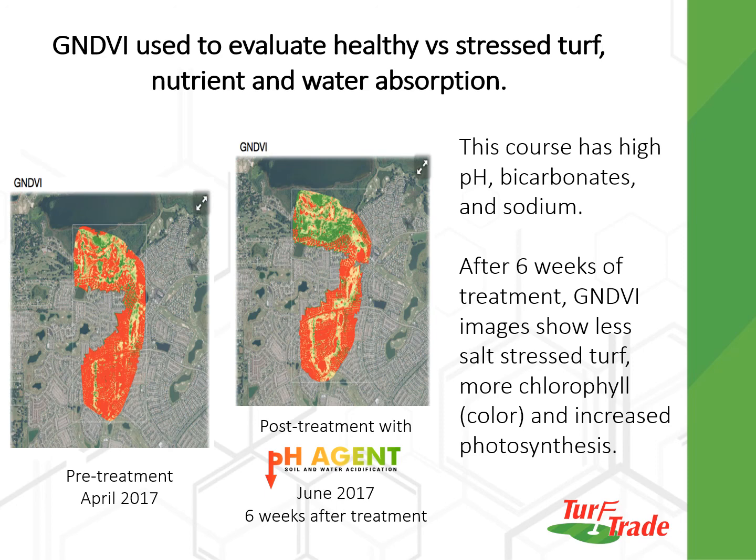I hope you found the information on pH Agent helpful. It's a product I'm very excited about because we finally have a safe acid. It's not synthetic, it's a true acid, but it's safe, it's tank mix compatible, there's research on it, and we know it works out in the field on the golf course.